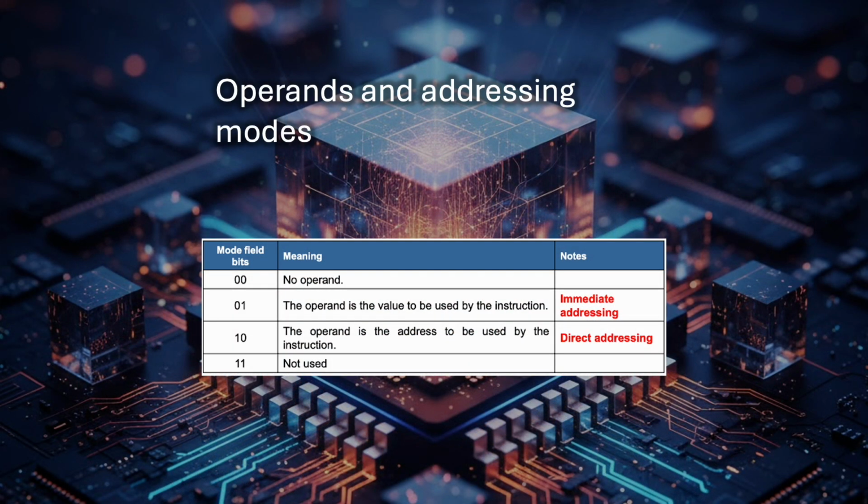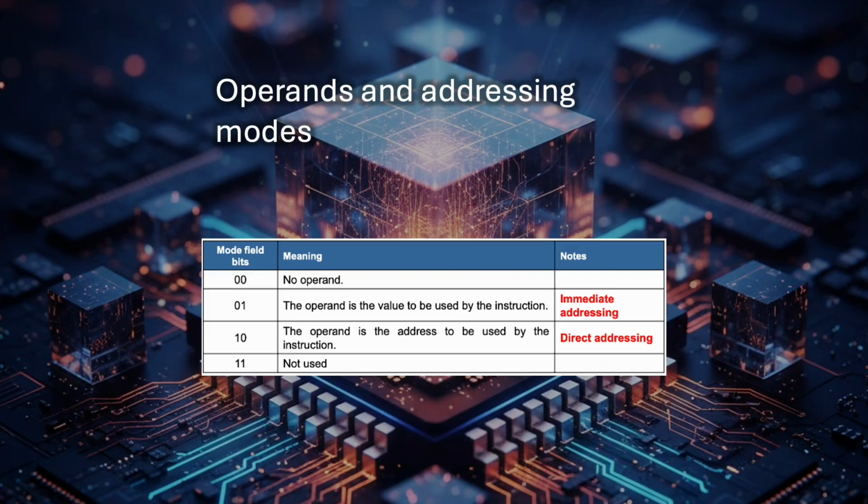Addressing modes are used to indicate whether the value being given as an operand is the actual value, or the memory address where the value can be found. Here we can see how an addressing mode of 00 represents no operand, and this would commonly be used with opcodes such as shift left, where no operand is required.